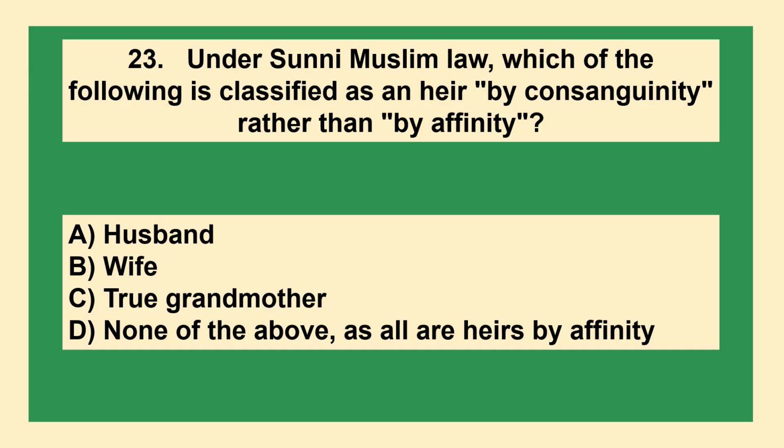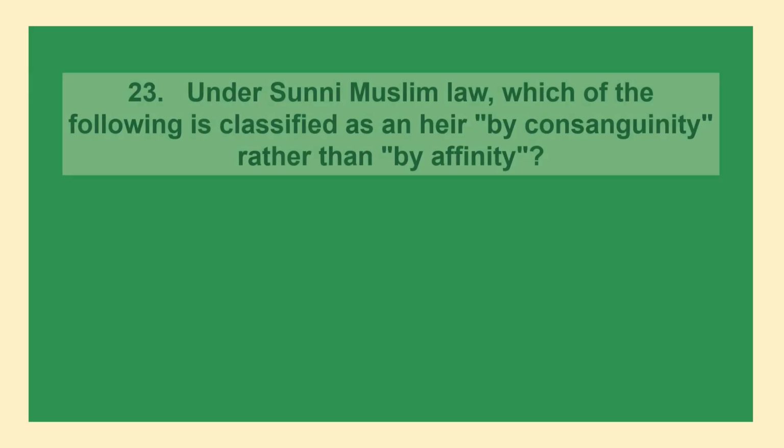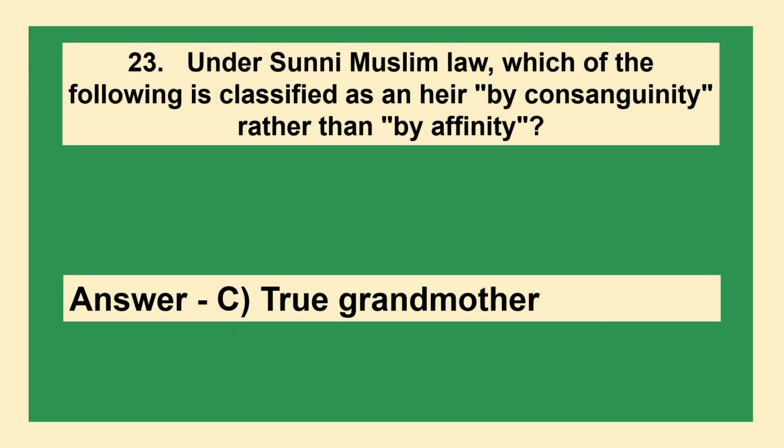Under Sunni Muslim law, which of the following is classified as an heir by consanguinity rather than by affinity? Option A, husband. B, wife. C, true grandmother. D, none of the above, as all are heirs by affinity. The answer is option C, true grandmother.